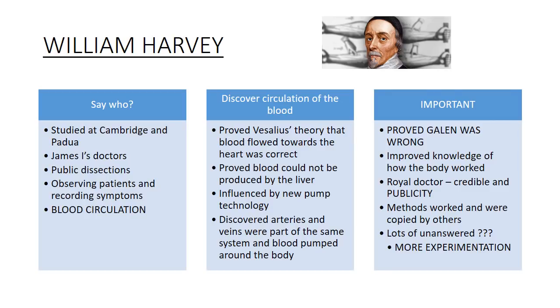So the reason why he's so important was he proved that Galen was wrong about a number of things that he'd said. For example, that blood was produced by the liver. He improved knowledge of how the body worked. Because he was one of the king's doctors, he was very credible, and importantly got a lot of publicity for his work. So his methods worked and were copied by others. And I think the most important thing, it left a lot of unanswered questions. What else could Galen be wrong about? So it led to a big increase in experimentation by other doctors.